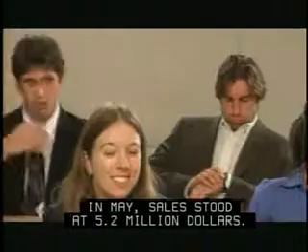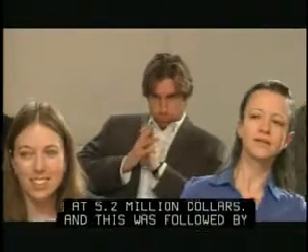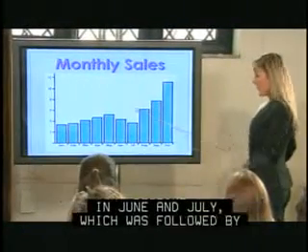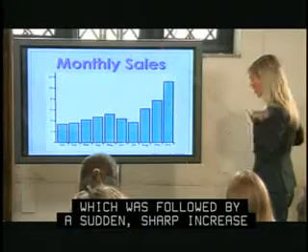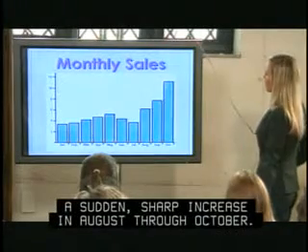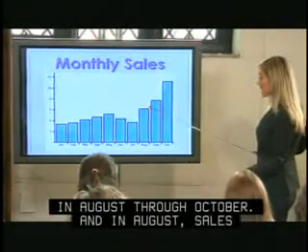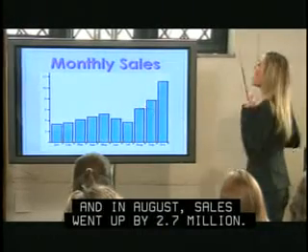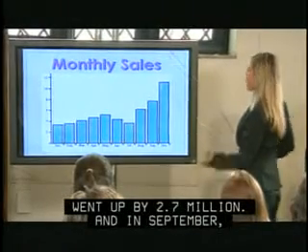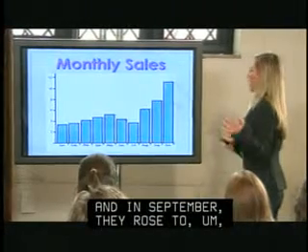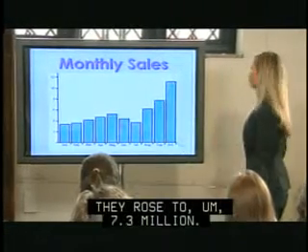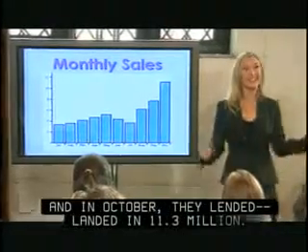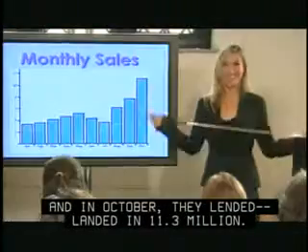$5.2 million. And this was followed by a slight decline in sales in June and July, which was followed by a sudden, sharp increase in August through October. And in August, sales went up by $2.7 million. And in September, they rose to $7.3 million. And in October, they landed in $11.3 million.